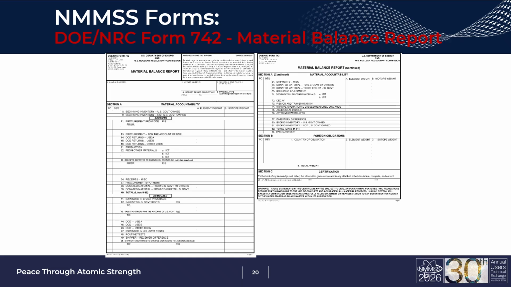In addition to the beginning and ending balances for each nuclear material, material balance records include the additions to the inventory of the facility during the reporting period, such as nuclear material receipt or nuclear production. Also included in the material balance records are subtractions from the inventory during the reporting period, like nuclear material shipped or decay.